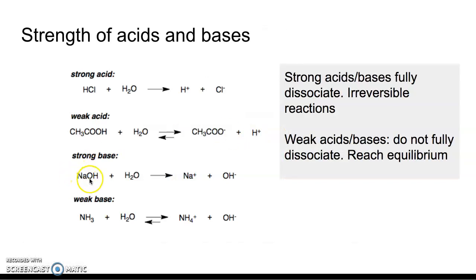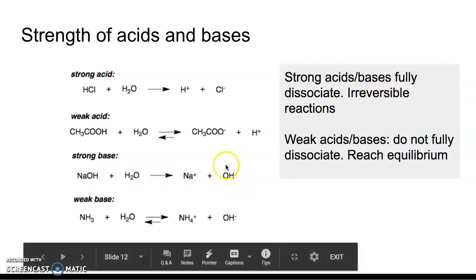Here we have a strong base, sodium hydroxide. In the presence of water, it fully dissociates. Again, it's one direction, it is irreversible. Whereas a weak base, it dissociates again. We have a hydroxide ion, showing that it's a base. But in that solution, you're going to see there will be ammonia, there will be water, there will be ammonium ion, and there will be hydroxide. So all of them exist at the same time because they're in equilibrium.